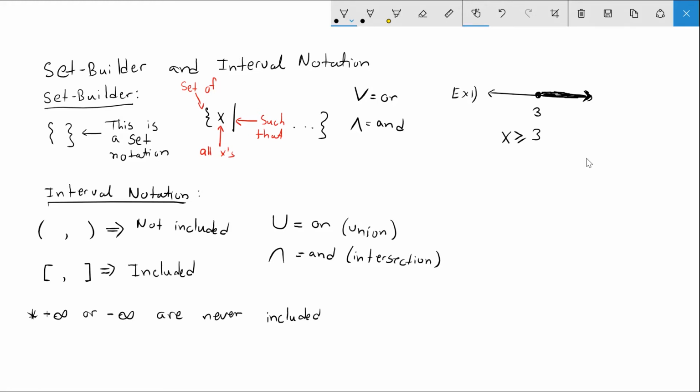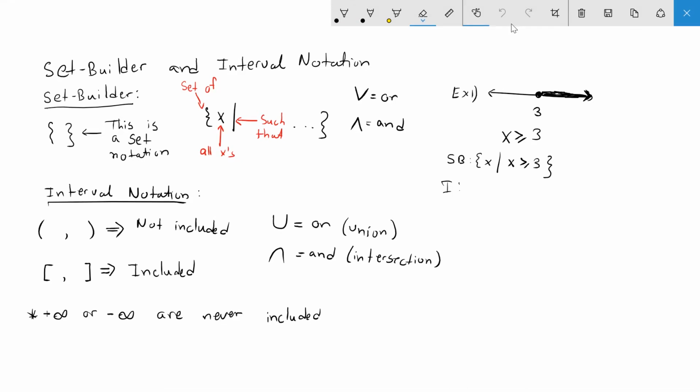Well, let's first look at set builder. For set builder, we're going to start off the same way, the set of all x's such that, and the good thing about set builder is that whenever you have the inequality represented like this, x is greater than or equal to 3, you just copy that and put it inside. So we're just going to put x is greater than or equal to 3, and you close the set.